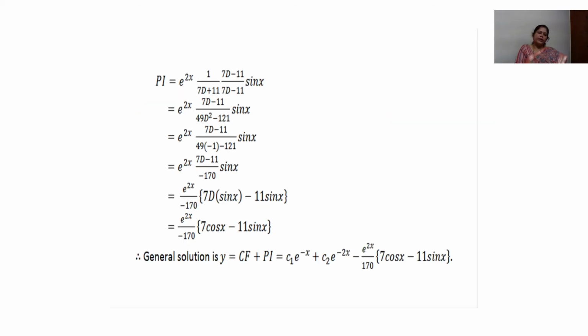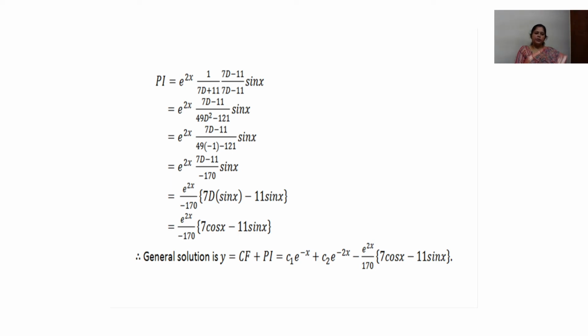So in the denominator we have 7D plus 11. So the conjugate of that is 7D minus 11. So we multiply and divide by 7D minus 11 in this step. So now e to the power 2x into 7D minus 11 by 49D square minus 121. So a plus b into a minus b form is there. If we go for that, we will get a square minus b square form, into sin x.